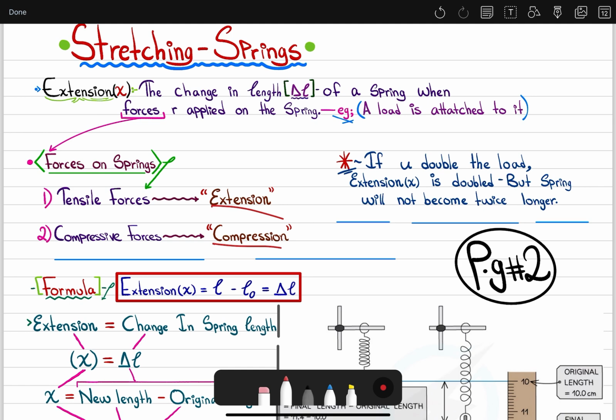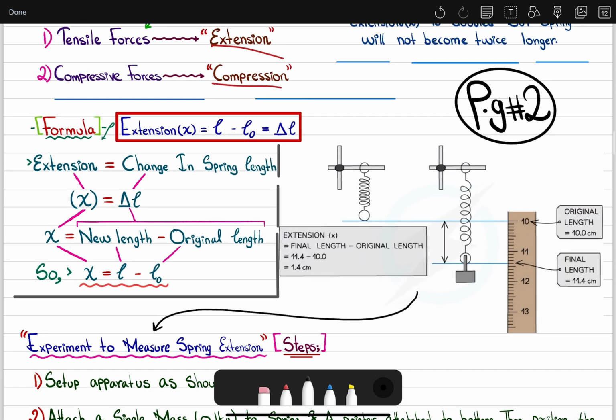Remember, anything that has delta, delta means final minus initial. So delta of velocity is final velocity minus initial velocity. Delta of length will be length minus length 0, new length minus original length. The change in the spring length is delta L, new length minus original length.